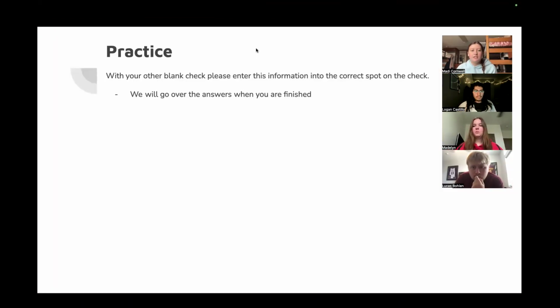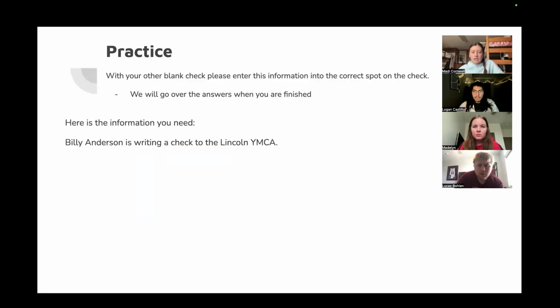We're going to practice one together. Or no, this is going to be practiced by yourself, so we'll go one part at a time. It's kind of a lot of information at once, so if you have any questions or need me to clarify anything, let me know. So here's the information you need. Billy Anderson is writing a check to the Lincoln YMCA.